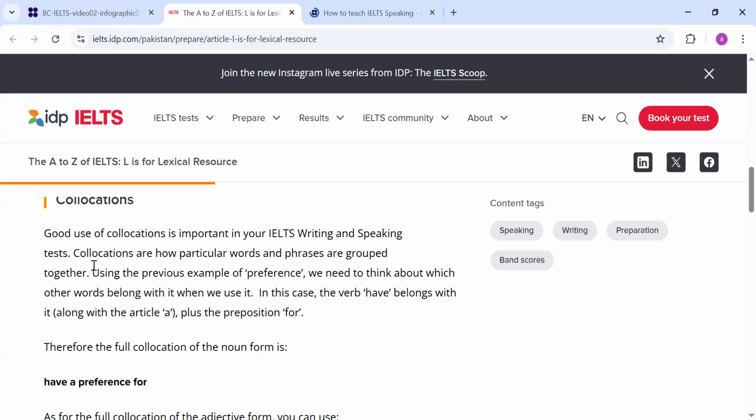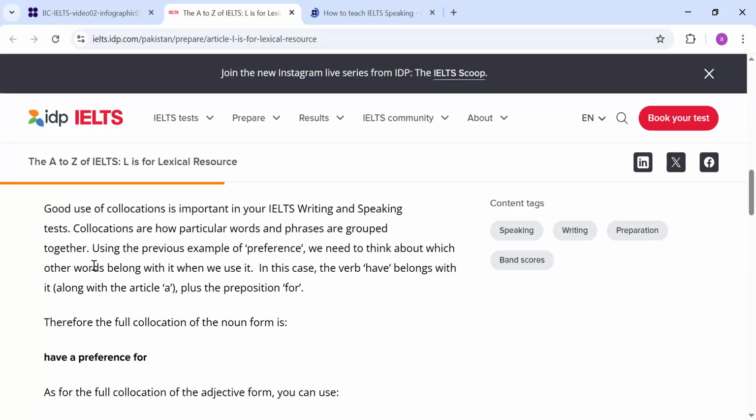yes, I got it. And what about other participants? Have you understand what is collocation? Yes, ma'am. All right. And this was also the example of collocation.